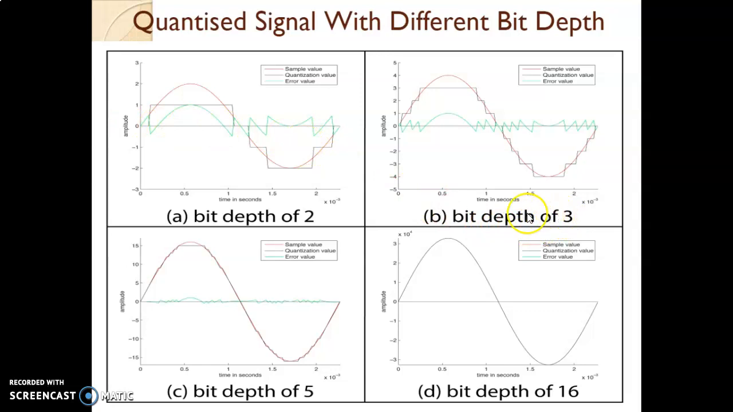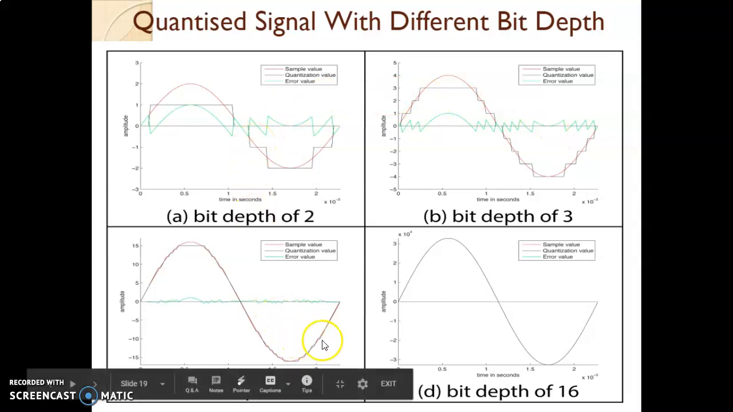In figure B, the bit depth is 3 bits, meaning the PCM code will be of 3 bits. So there are more quantization levels and therefore the quantization error is less as compared to figure A. In figure C, you are assigning a 5-bit code and therefore the quantization error is still reducing, and in figure D, the PCM code is of 16 bits and therefore there is very little, almost negligible error, and your original signal and quantized signal look similar.